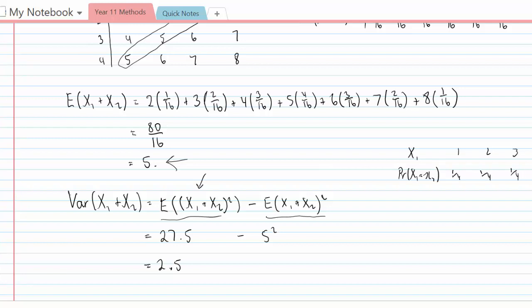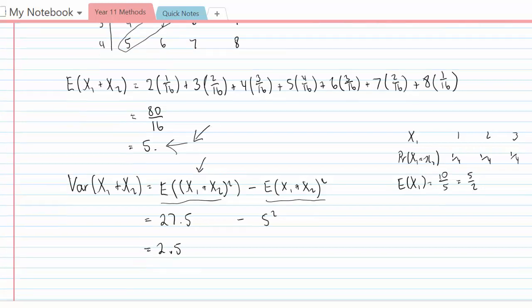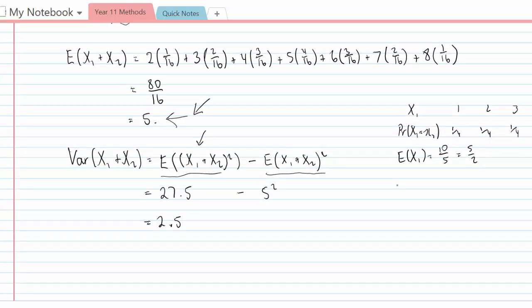So the thing here is that to do the expected value, we're going to have 3, 6, 10 over 4. So the expected value of x1 is 10 over 4, which is 5 on 2. And that would be the same for x2. And so if we have 5 on 2 plus 5 on 2, we get, again, this result just here of 5. So we can generalize this and say that the expected value of x1 plus x2 is going to be equal to the expected value of x1 plus the expected value of x2.